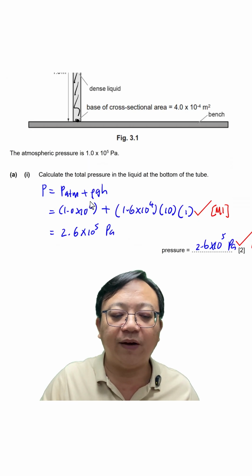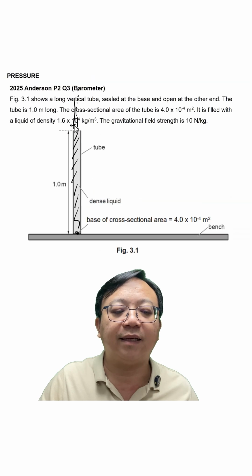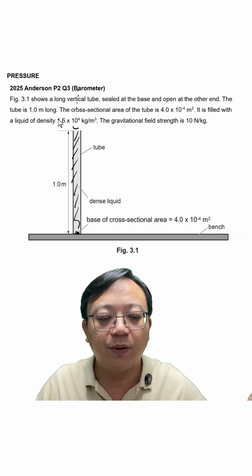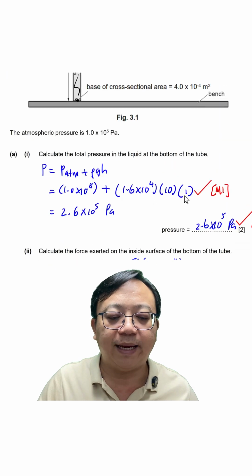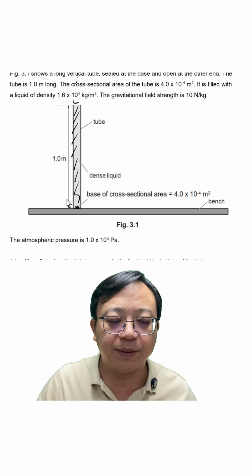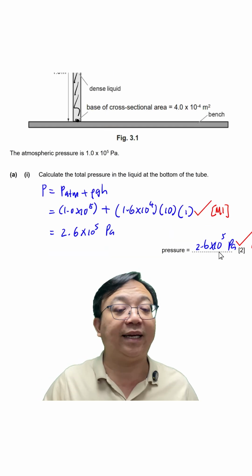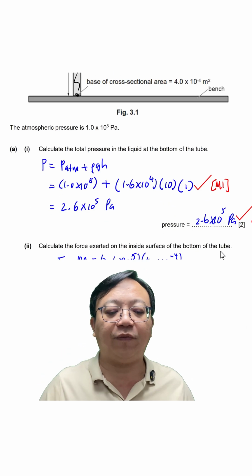Atmospheric pressure is 1 times 10 power 5. Rho is 1.6 times 10 power 4. The question said, yeah, it's here, right? This is the atmospheric pressure, the liquid, right? The density of the liquid. H, the height, is 1 because this is just 1 meter height, right? In meter. So that's why we get this answer. All right, 2.6 times 10 power 5.